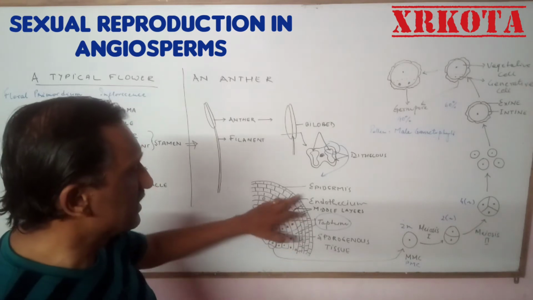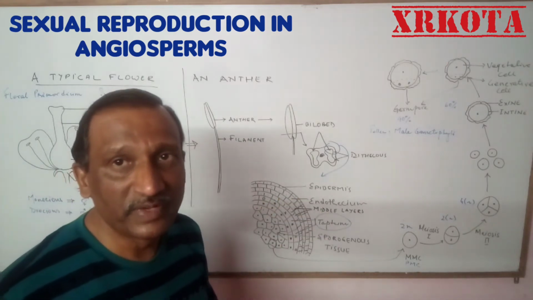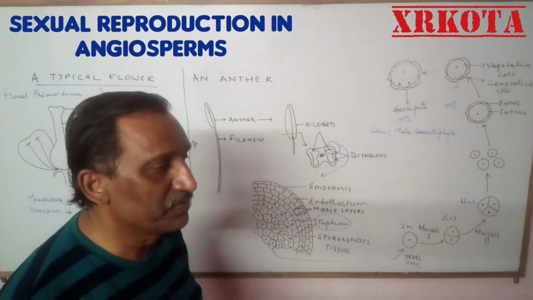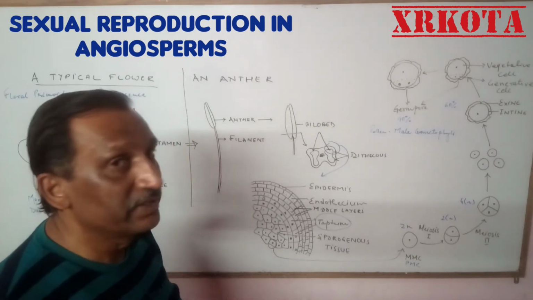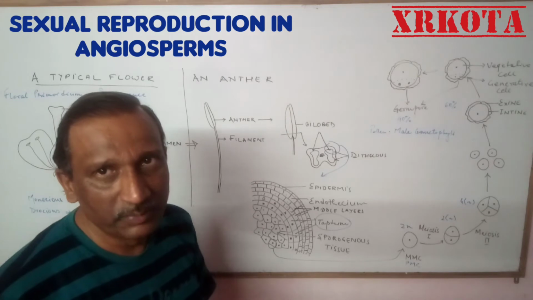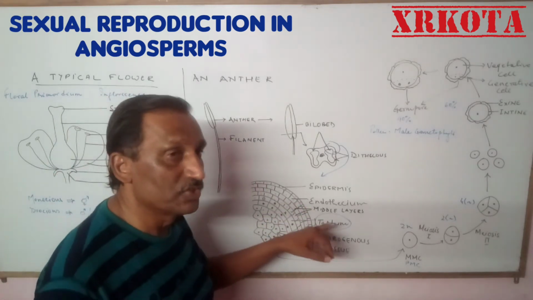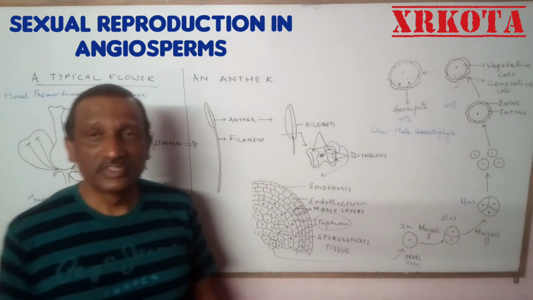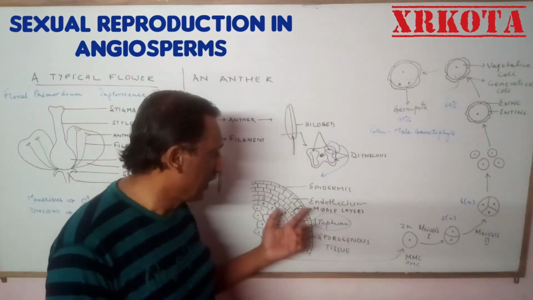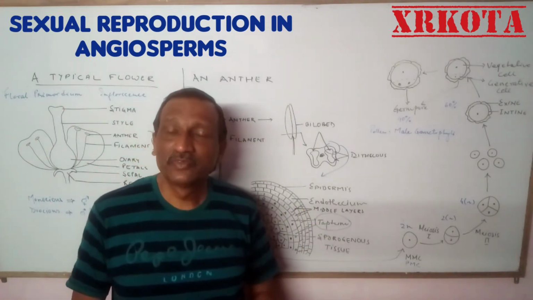of layers. The outermost layer is made up of thick epidermis. The epidermis is further protected by a waxy and non-cellular layer that is called the cuticle. The cuticle provides protection and prevents the loss of water. Then the next layer further down is the endothecium, and then further 2-3 layers of the middle layer are there.